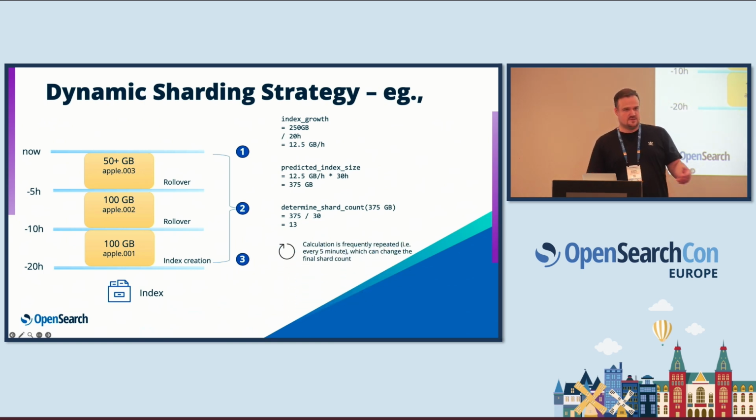And that's what the script would do on a continuous basis, because as the index keeps growing, this can change the average potentially. So whenever the ISM policy actually hits and rolls over the index, we take the latest value that we have computed for the number of shards it should have.